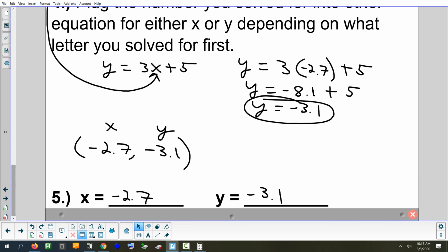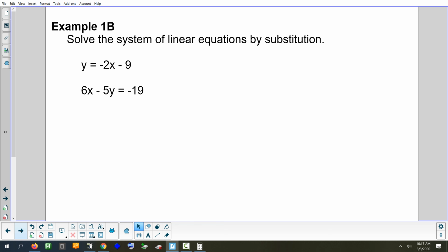Okay, so when we do example 1B, you got your guided notes. So you won't have to keep flipping back and forth because 1B is on the same side. Okay, right at the bottom. Okay, does everybody have that? Yep. Okay. So, let's look at 1B.